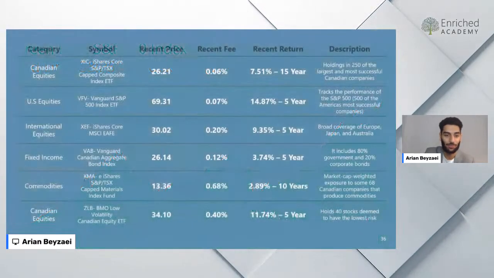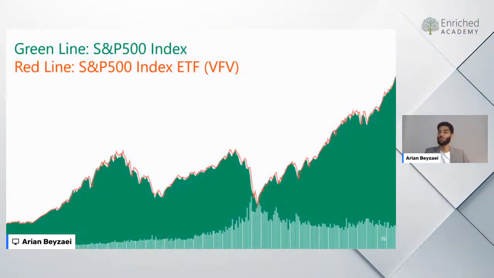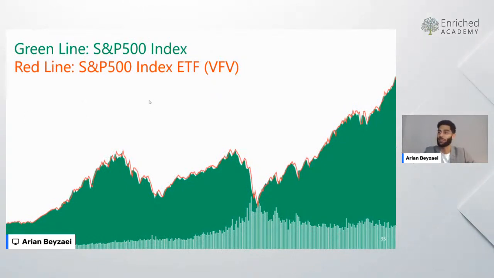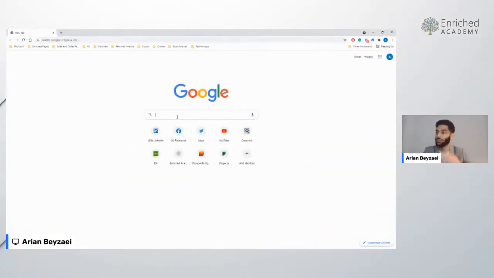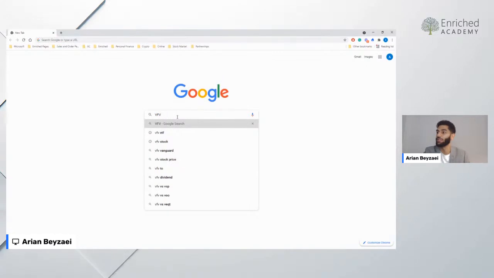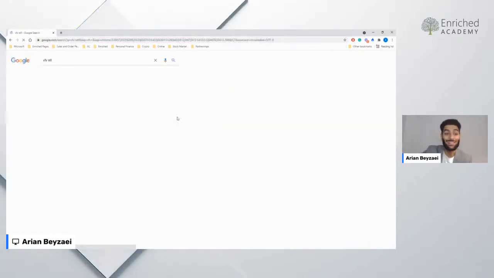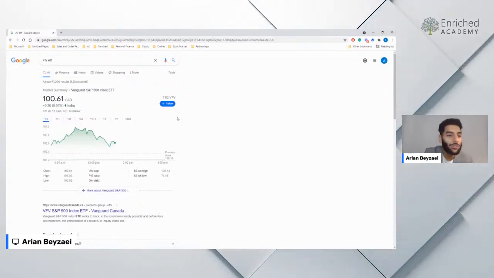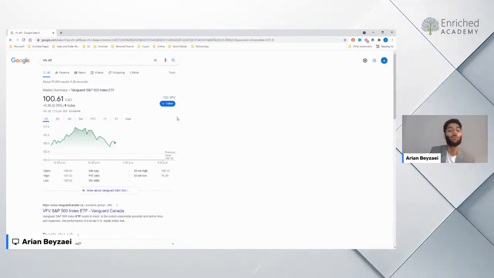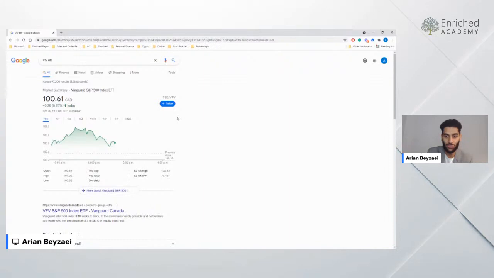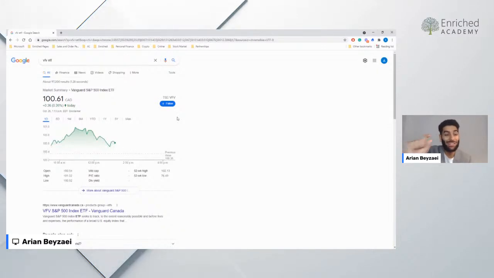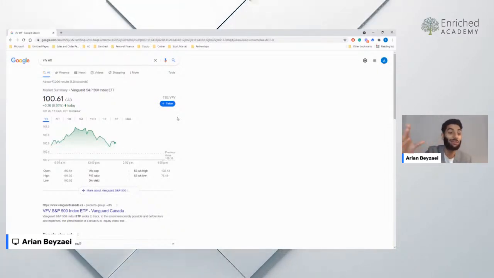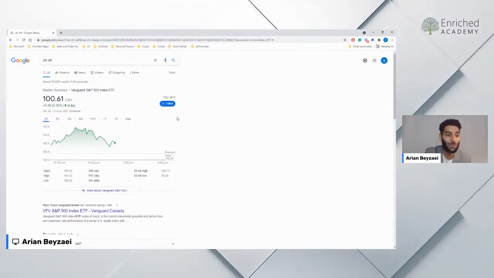Very, very similar, right? So I'm going to give you a list of different ETFs here in Canada. I actually want to show you how to do your research. If you search VFV ETF, again, this is the ETF that tracks the S&P 500. Look, $100. For $100, the same amount as a pair of shoes, you can buy a share of an ETF and own a piece of 500 of America's largest companies.